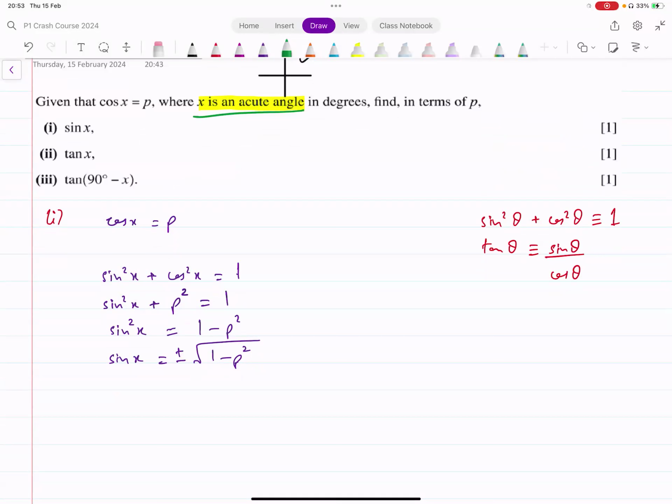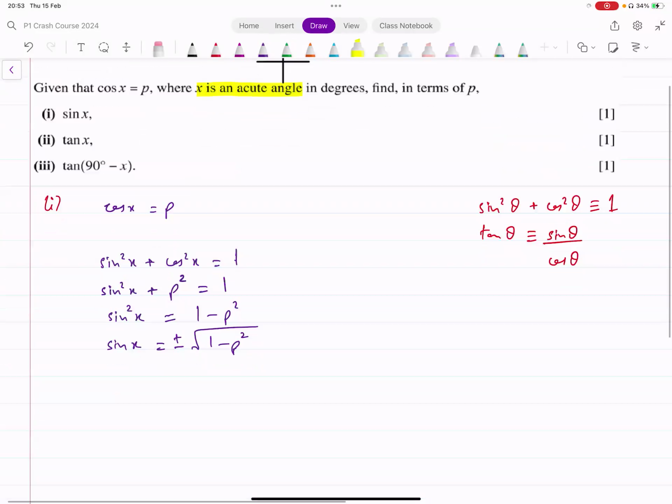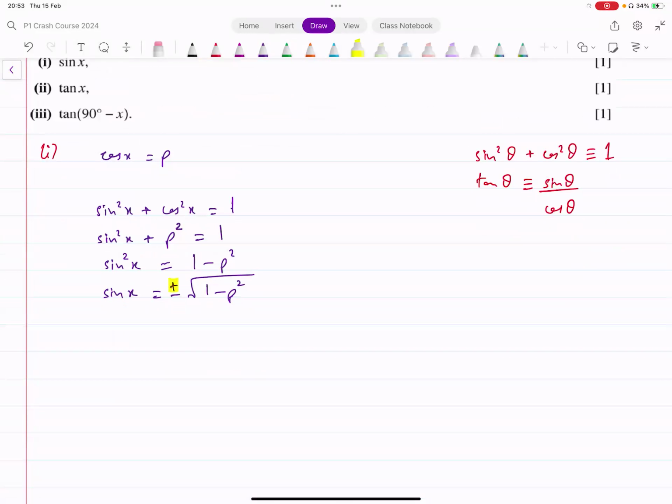But remember, x is supposed to be an acute angle. That means x is in the first quadrant. If x is in the first quadrant, sine is supposed to be positive. Because of that reason, we only consider the positive sign here, and we say the value of sine x therefore should be square root of 1 minus p squared. That's what you wanted to find out, right? Sine x equals square root of 1 minus p squared.